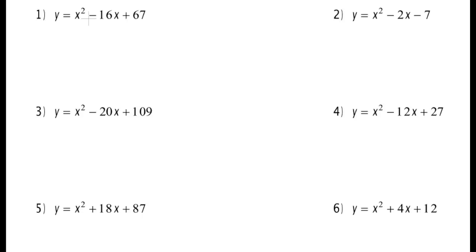And it wraps and ties in that whole idea of completing the square. The vertex form, how do you get that squared part? It's from completing the square. So let's go ahead and complete the square.